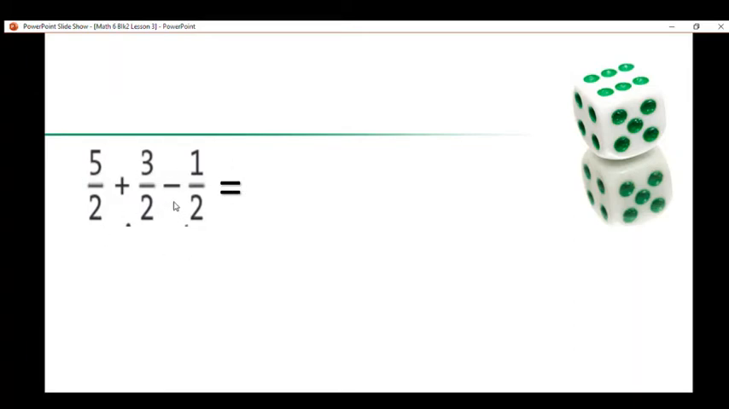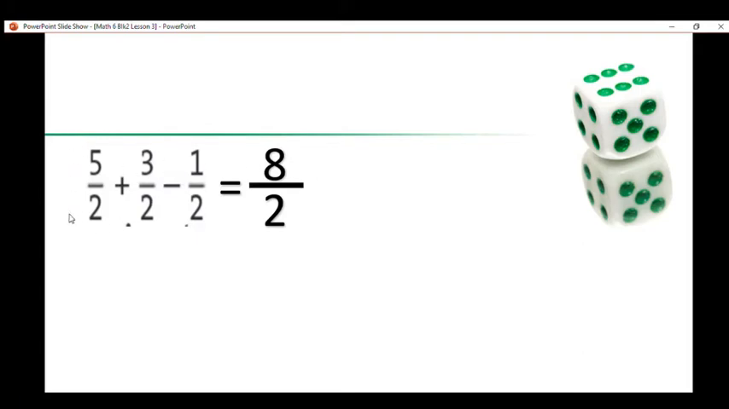our denominators are like fractions because they have the same denominator. So we'll just copy our denominator and start adding our numerators. 5 plus 3, that is 8 over 2.